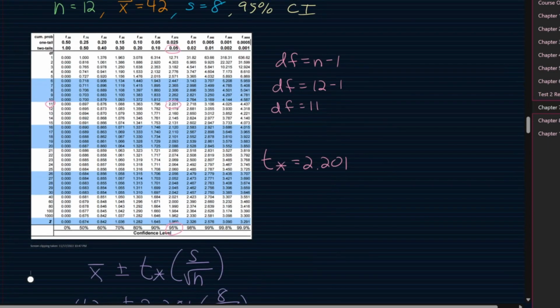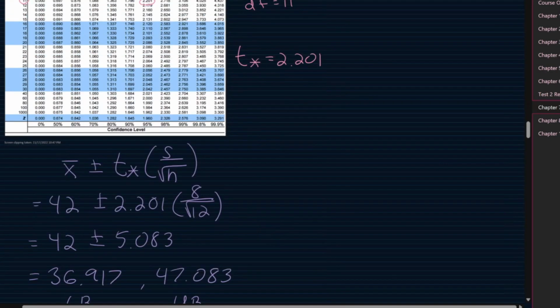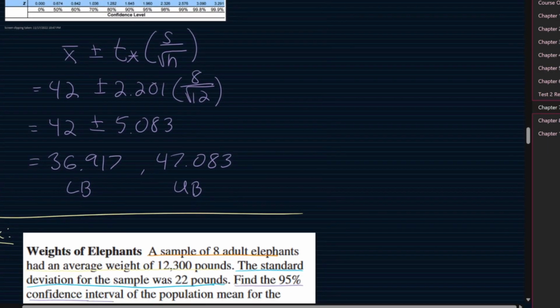I don't want you to use this part. The top rows are better. So a good example there.